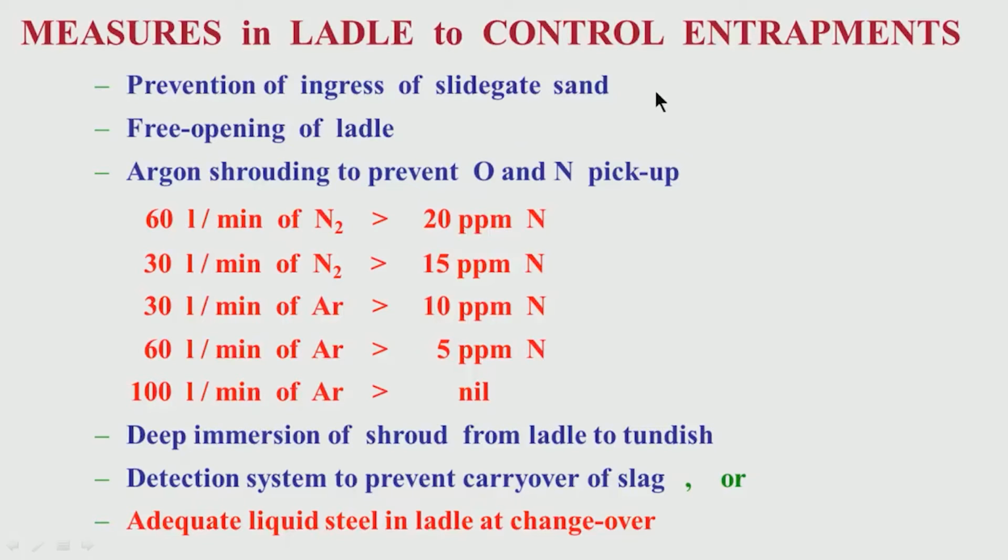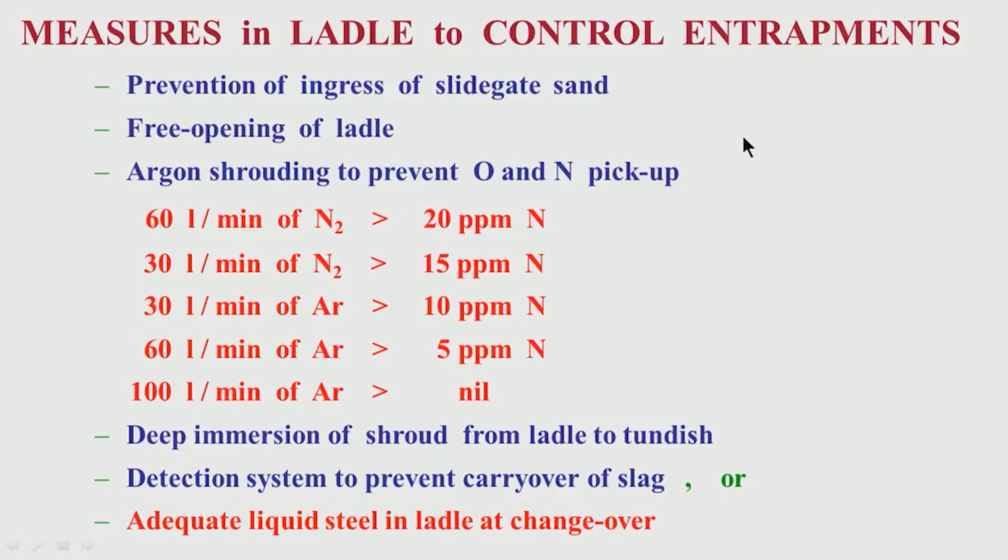This sand basically causes exogenous entrapment, and it will deteriorate the cleanliness level. So, first that has to be checked: it should not fall in the tun dish. We should try to just take it out. When it is falling, we should not allow it to fall in the tun dish.